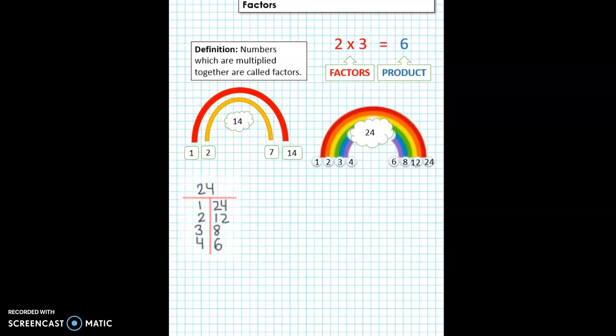Another way to make sure you have all of your pairs is to use the T-chart. Here's an example for 24. Notice the product is on top, and the factor pairs are listed side by side down the T.